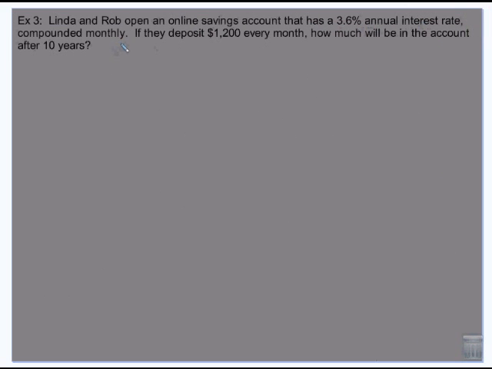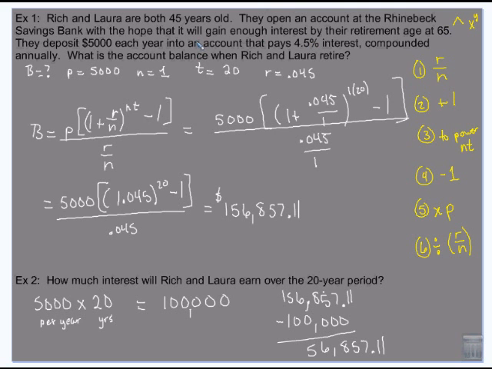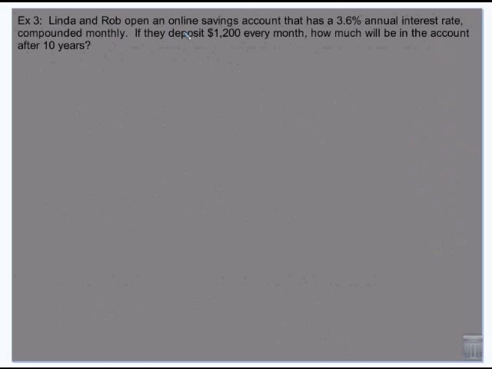All right, Lynn and Rob are going to open a savings account that has 3.6% annual interest compounded monthly. They're going to deposit $1,200 a month. How much will be in the account after 10 years? Now, did you notice that this was annual compounding, $5,000 a year? And this is monthly compounding, $1,200 a month?